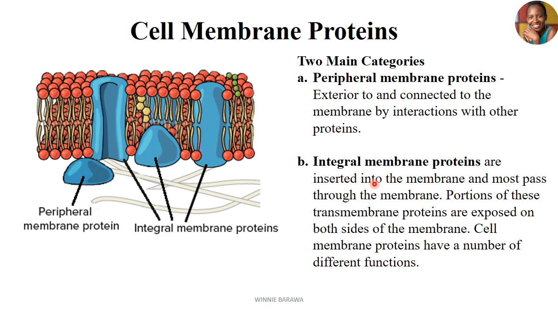So for example, here we have an integral cell membrane protein, the whole of this. It has been integrated into the cell membrane and it is part and parcel of the cell membrane, and it can literally just cut across. So these integral membrane proteins are actually the majority, and they have so many different functions. Part of it is transportation, part of it is signaling and communication. But to just begin on these proteins, we have two main categories, and that is peripheral and integral membrane proteins.